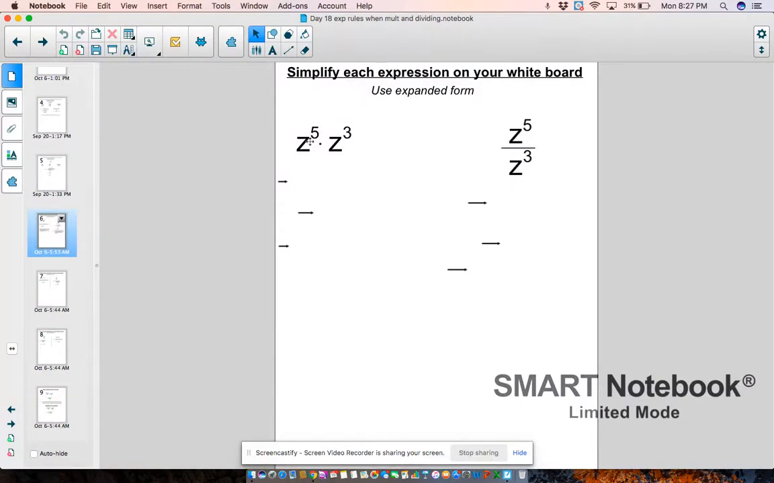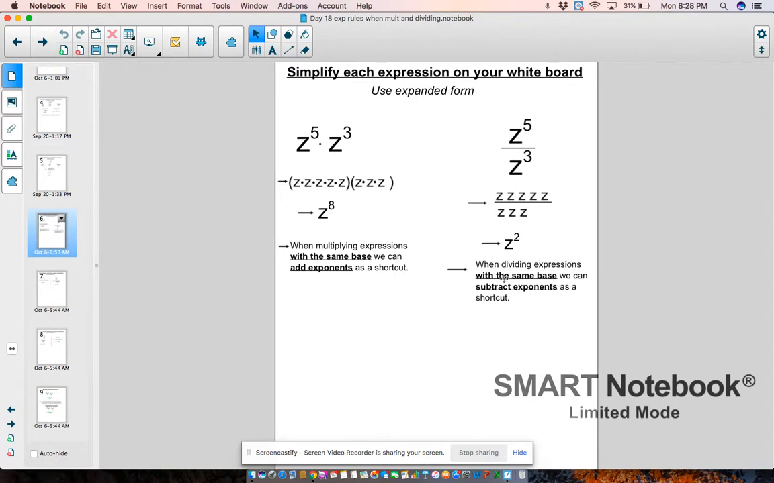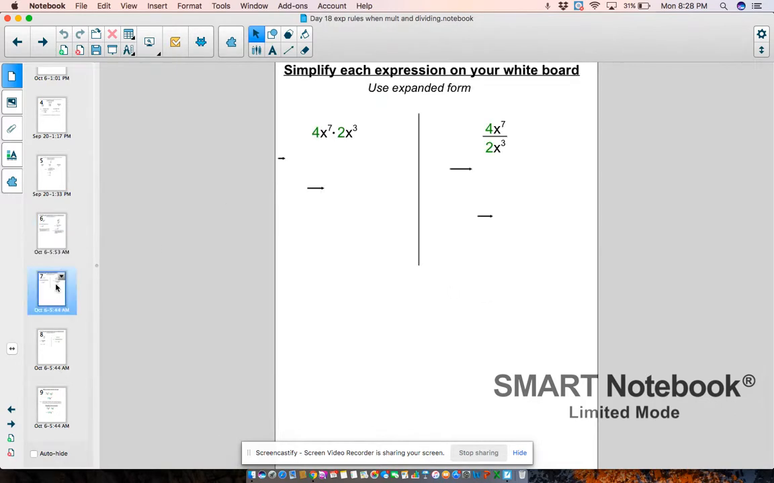So in summary, right? Here we have z to the fifth times z to the third. This would be if it was expanded form, right? z to the 8th. I don't have to write out all those z's. I just know that 5 plus 3 is 8 there. So when multiplying expressions with the same base, we can then add exponents as a shortcut. Same with division, right? If I had 5 z's on top and 3 z's on the bottom, I get z squared. So when dividing expressions with the same base, we can subtract exponents as a shortcut.